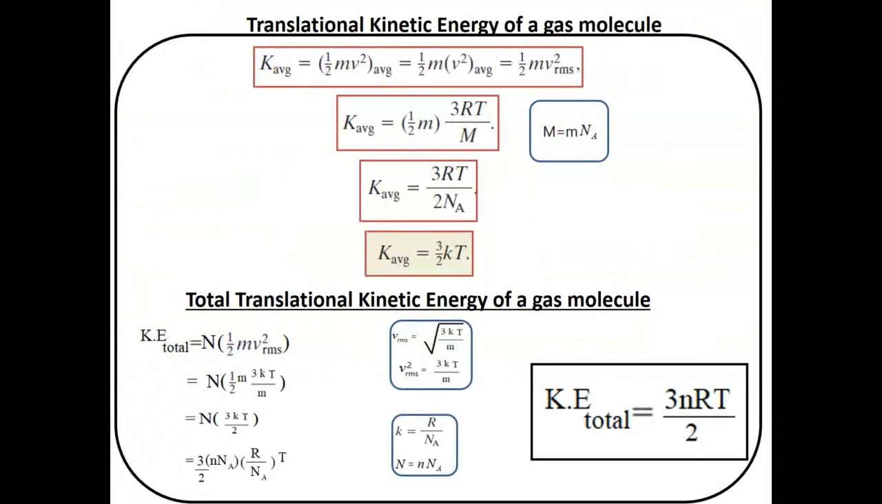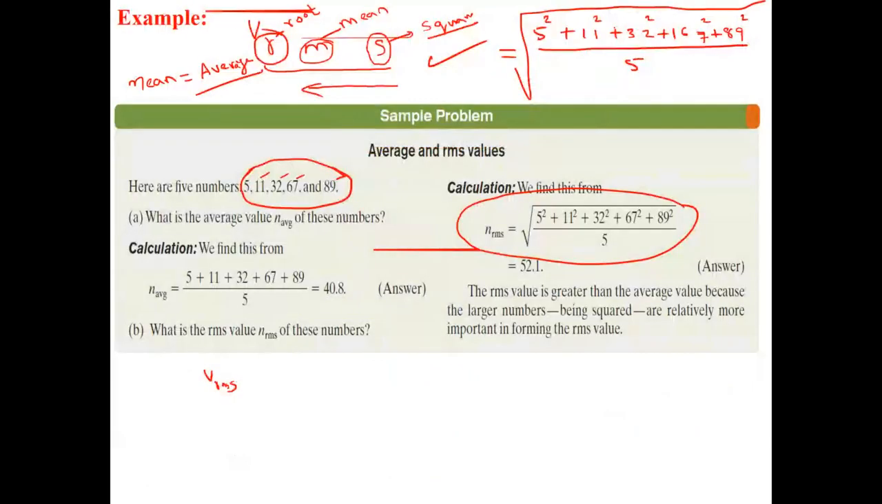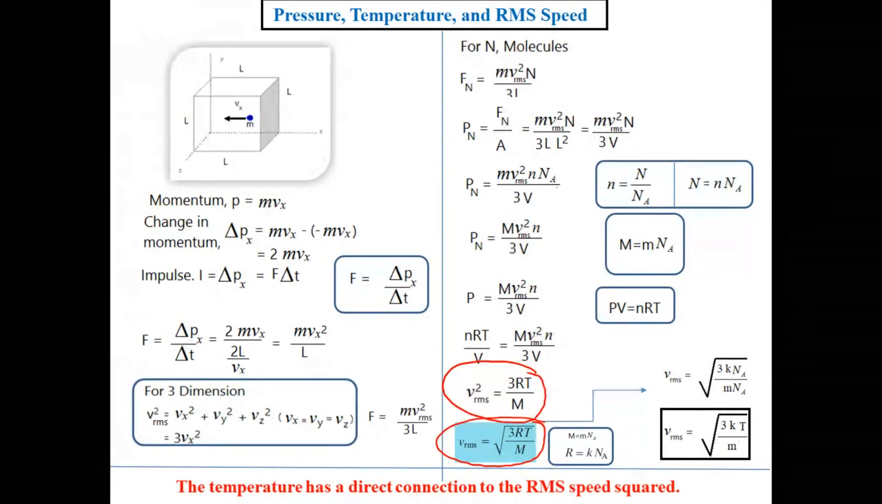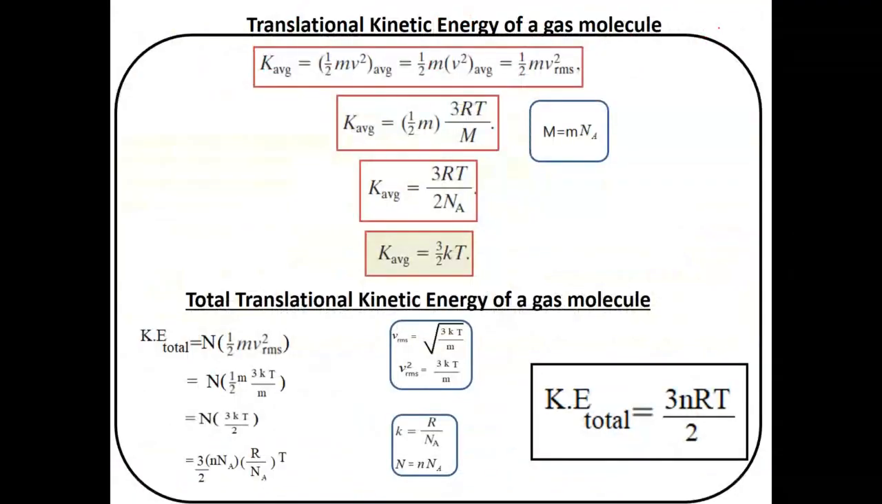Now, my dear, listen carefully. Again, we are going to use the formulas from this slide. I'm going to take these two formulas. This is our speed RMS square, which is equal to 3RT over M. Am I right?